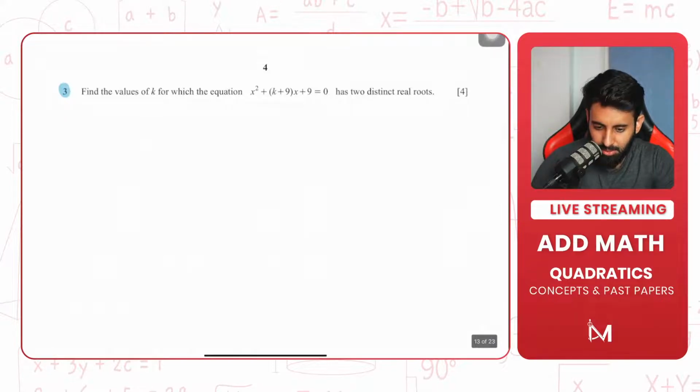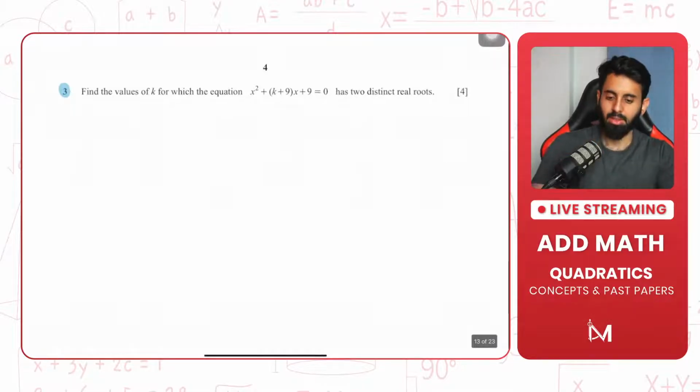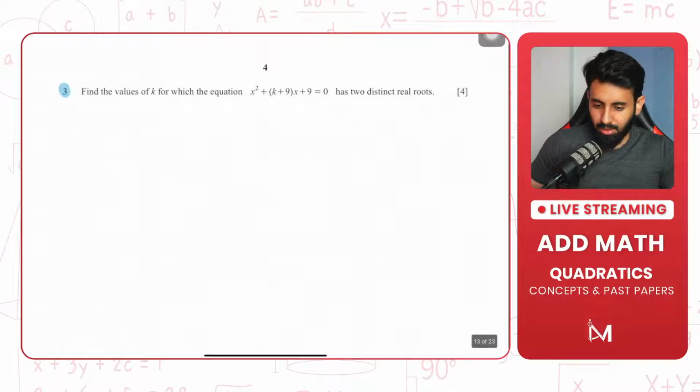k is less than minus 15 and k is greater than minus 3. All right, sounds good. I don't teach in a school anymore. I was teaching last year at O levels, not A levels. But I don't do that anymore.